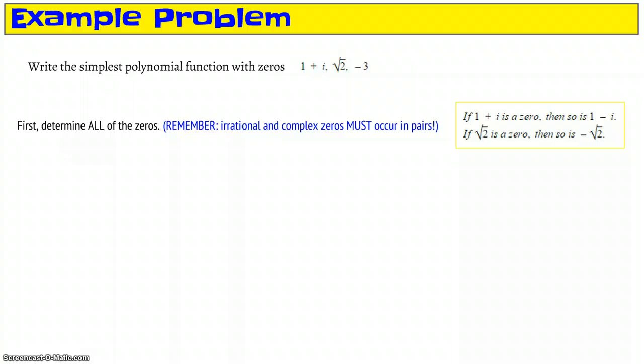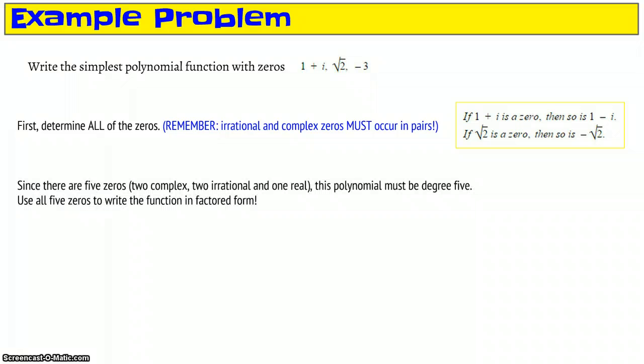If 1 plus i is a zero, then so is 1 minus i. If the square root of 2 is a zero, then so is the negative square root of 2. So really, we have 5 zeros here. 2 complex, 1 plus i, 1 minus i. 2 irrational, square root of 2, negative square root of 2. And 1 real, that negative 3. So the polynomial must be degree 5, x to the 5th. And all 5 zeros will help us write the function in factored form.